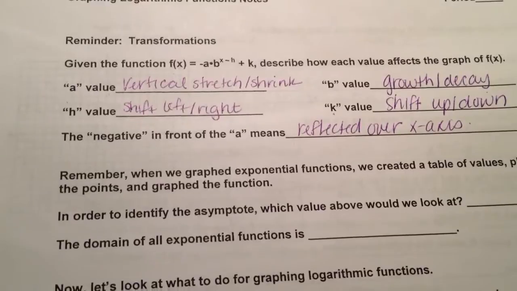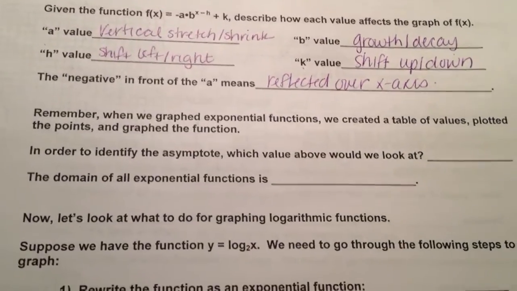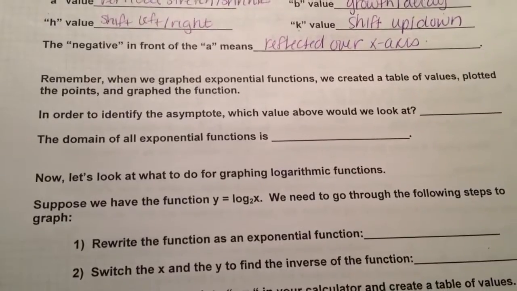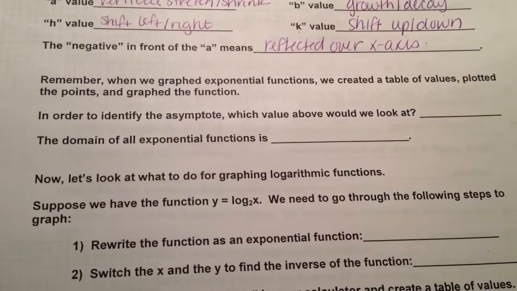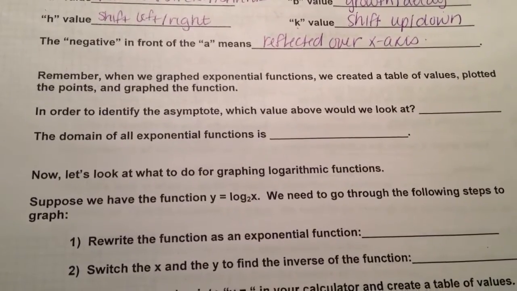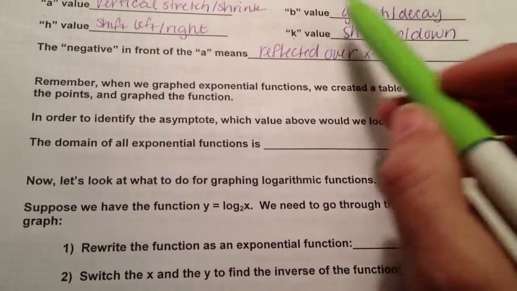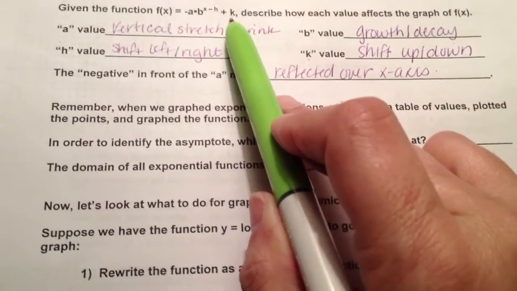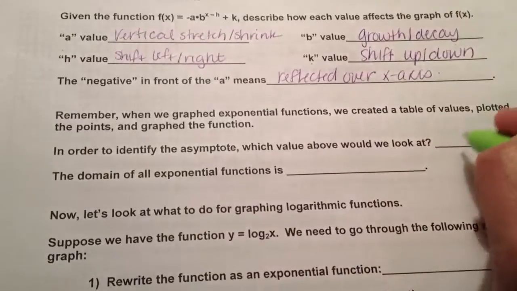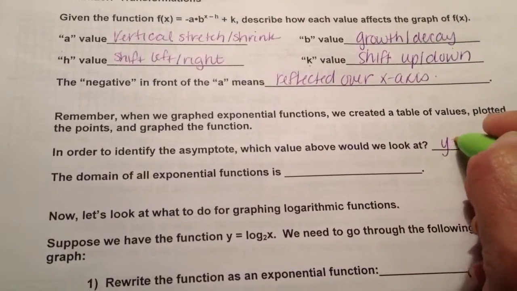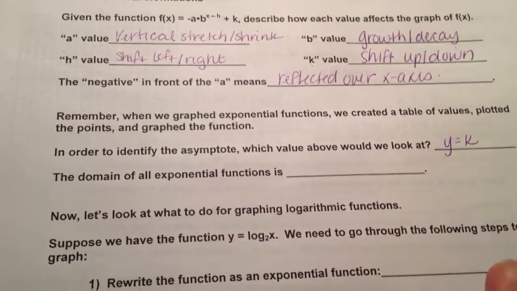All right. When we graphed exponential functions, we created a table of values, plotted the points, and then graphed the functions. In order to identify the asymptote, which value above would we look at? We just talked about that. The value here for k represents a horizontal asymptote, and that would be where y is equal to k.